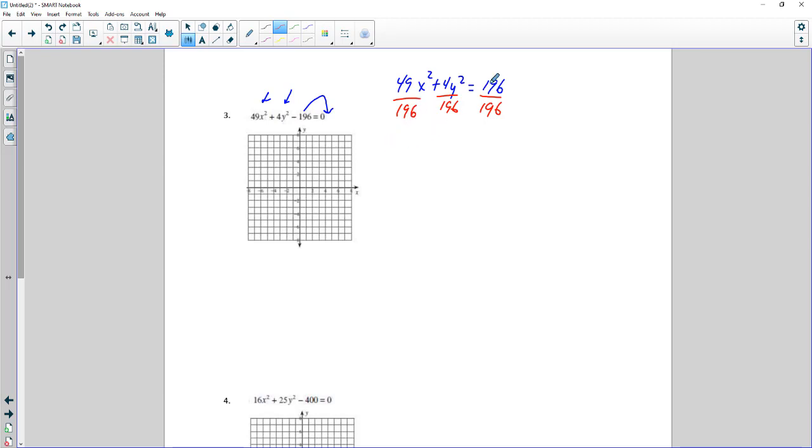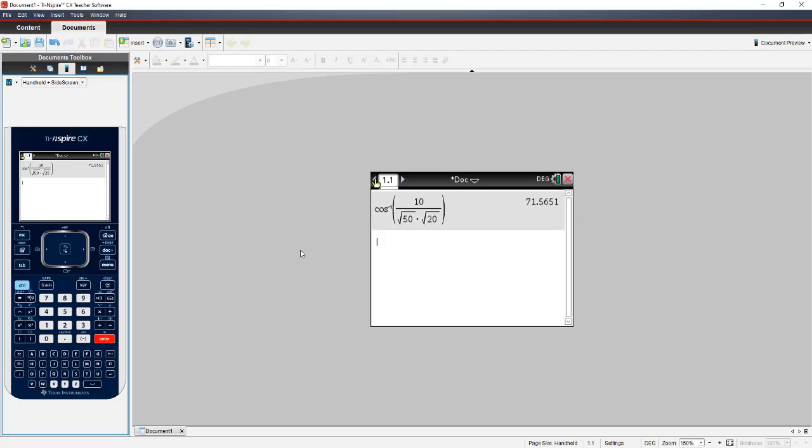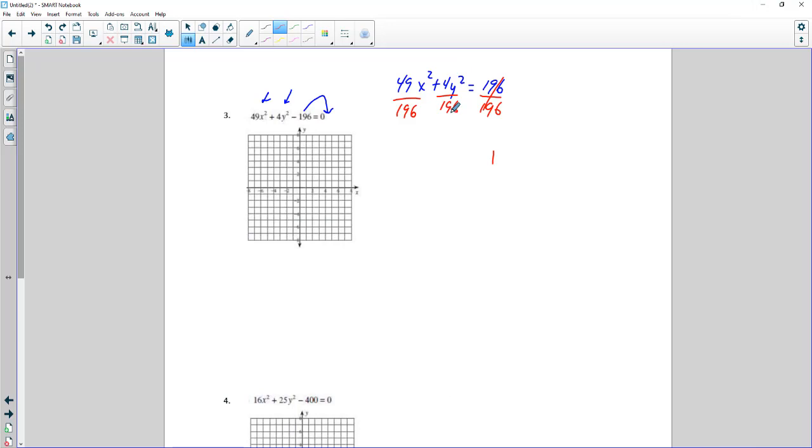So I'm converting it to a standard form. This is going to give me a 1, which is exactly what I want. So 4 over 196, let's see, off the top of my head, 1 over 49. That's really great. So 4 over 196 is 1 over 49, so this is y squared over 49. And that means that 49 over 196 is going to be 1/4. So this is actually going to be x squared over 4, which is really nice. So this is my standard form equation that I have here.